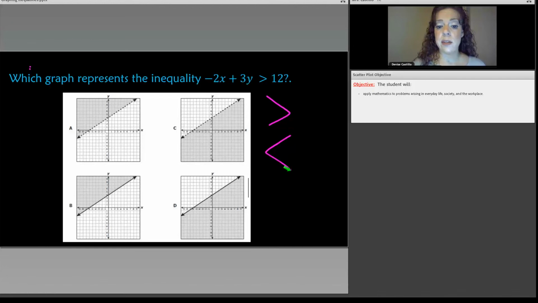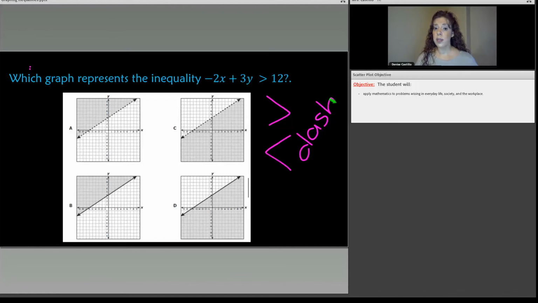So let's see if we can eliminate any answer choices. So looking here, we do have answer choice B and D that have a solid line, because that is going to include equal to. So here we can eliminate B and D.